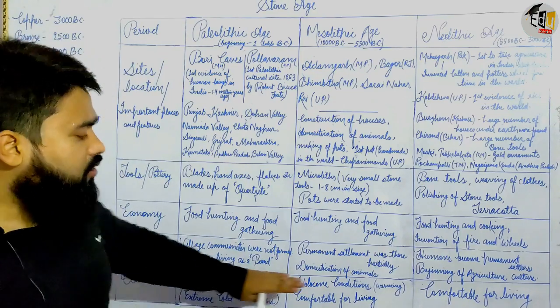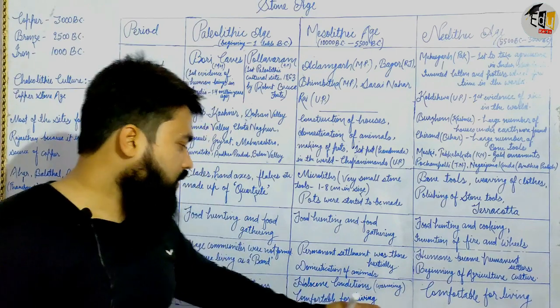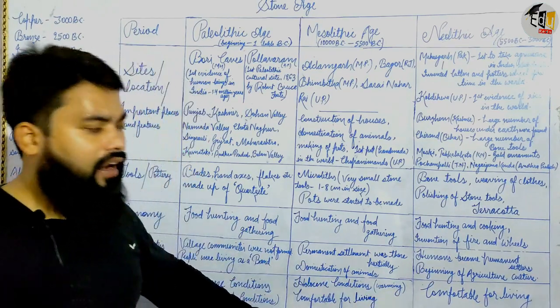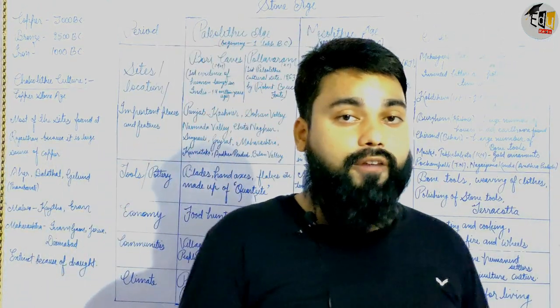And how was the climate over this time? In this time, climate was a bit of warming, so it was Holocene conditions, and the warming condition for that time was very comfortable for living.